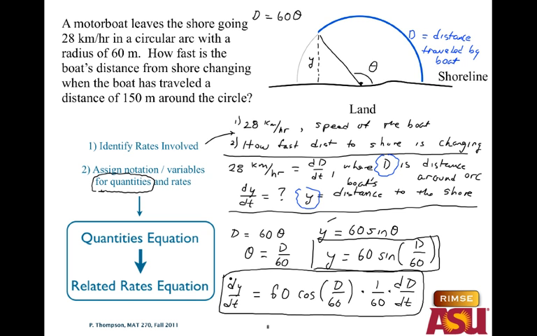And what do we want to know? We want to know dy/dt. What is capital D at the moment? 150. What's dD/dt? 28. We've got everything we need to crank out what dy/dt is.